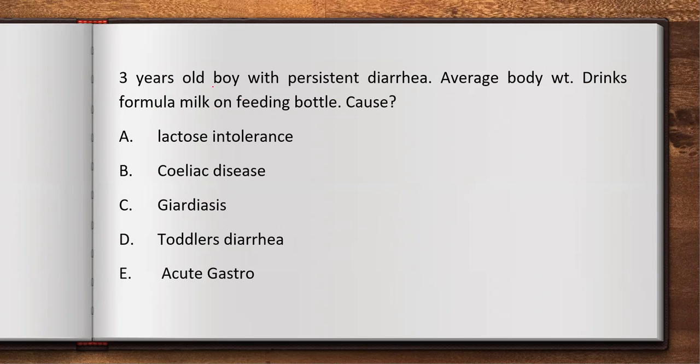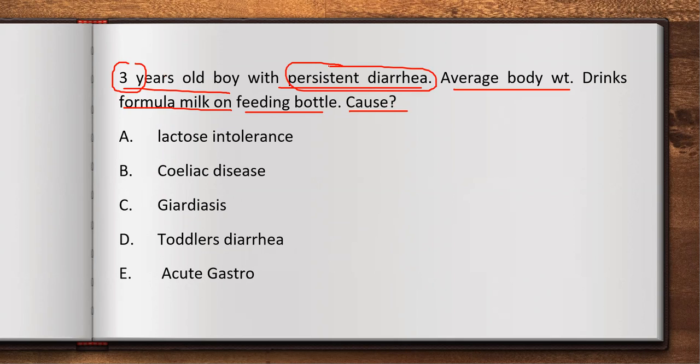Next question. A 3 year old boy with persistent diarrhea, average body weight, drinks formula milk on a feeding bottle. What is the cause? So you have a child who is 3 years old having persistent diarrhea, which means chronic diarrhea. Body weight is normal or average, drinks formula milk on feeding bottle. That's the main clue here. So formula milk and persistent diarrhea.